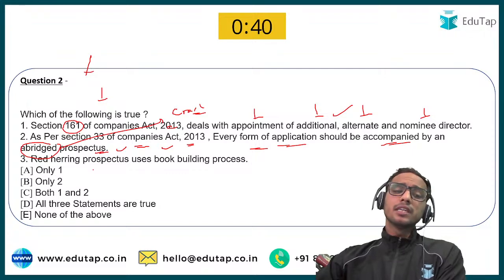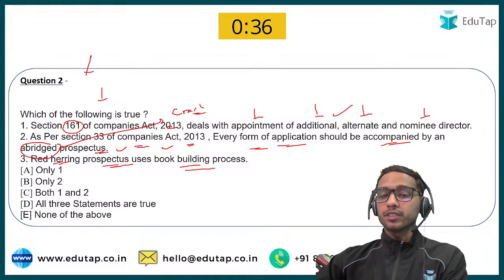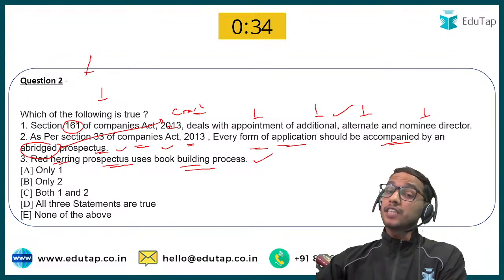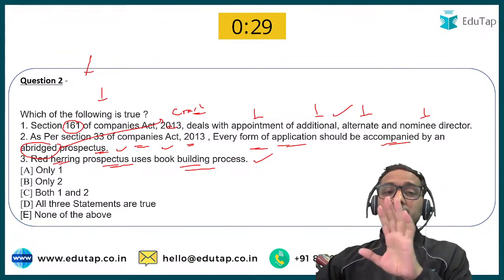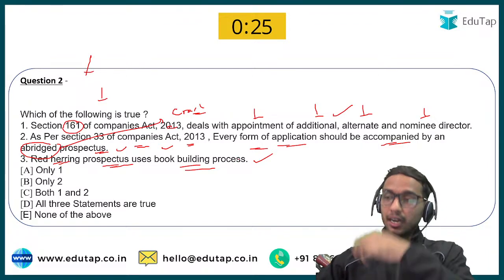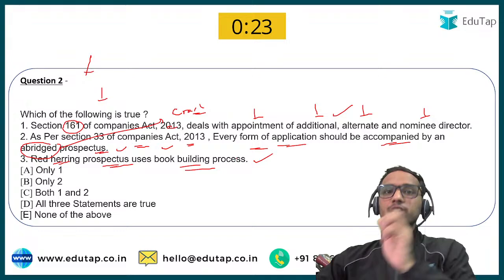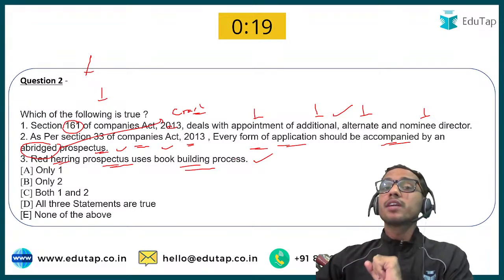Now the third option says red herring prospectus uses book building process. So this statement is also correct. Why? What is a red herring prospectus? A red herring prospectus is that prospectus in which the quantum of shares that we are going to offer to the public is not mentioned, plus the price is also not mentioned. That is called a red herring prospectus.